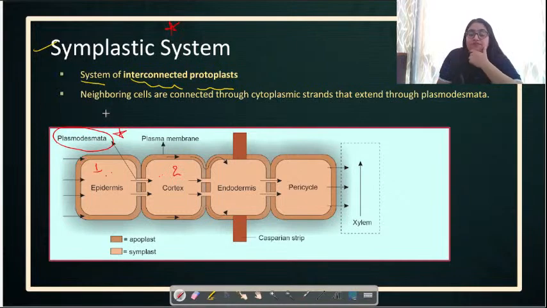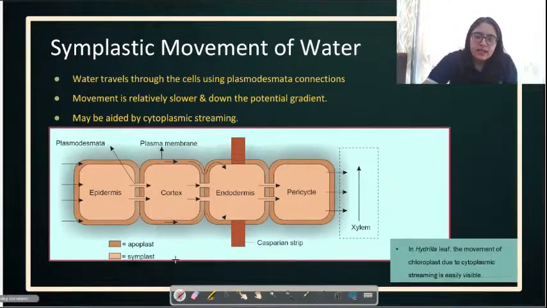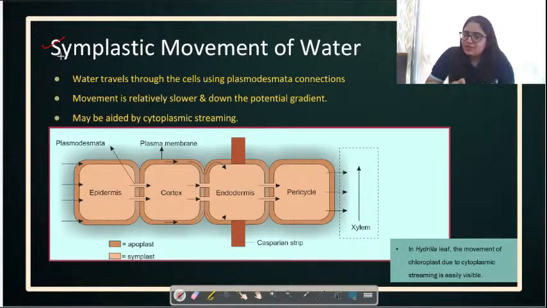And that is what I have written over on the slide as well. So neighboring cells are connected through cytoplasmic strands that extend through plasmodesmata, right? Now let us see in detail about the symplastic movement of water. Whenever water decides to use symplastic movement in order to reach from the epidermis to the root xylem, that means this time the water needs to travel through the cells using plasmodesmata connections.